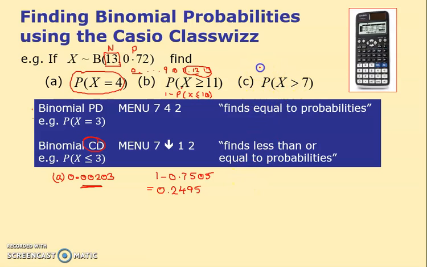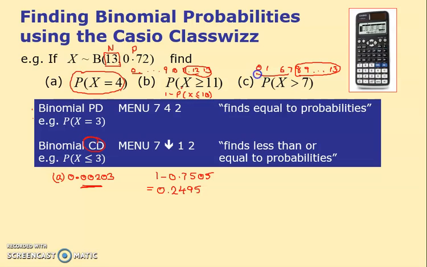Probability of greater than 7 again. Just in your head, get your head round 6, 7, 8, 9, up to 13. So I'm just trying to get a feel for what this greater than 7 is actually: 8 or more, because I don't want it equal. 8, 9, up to 13.